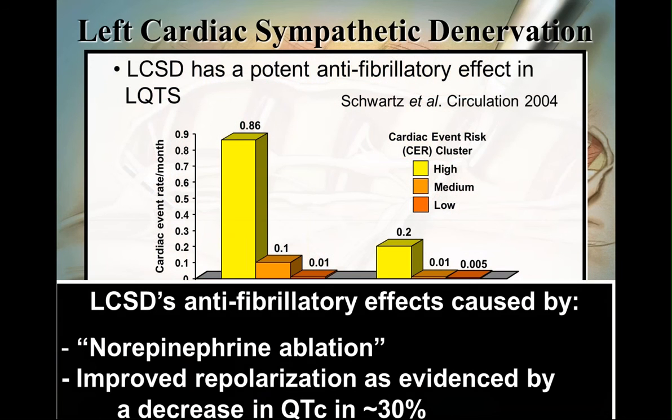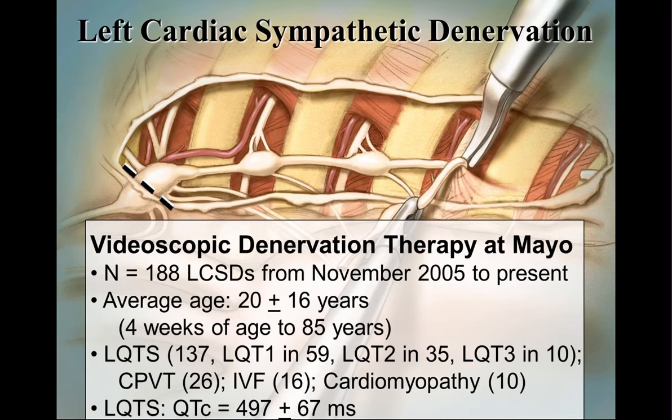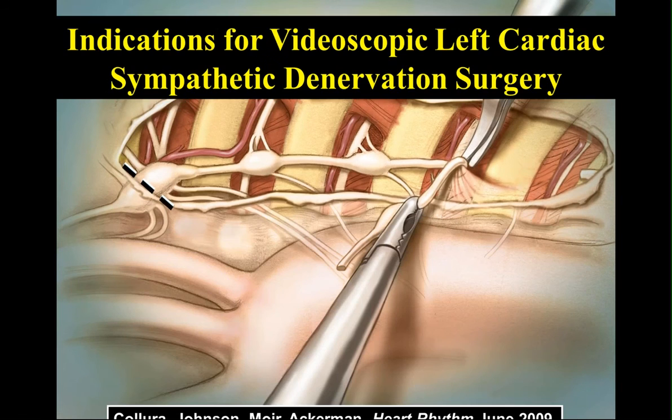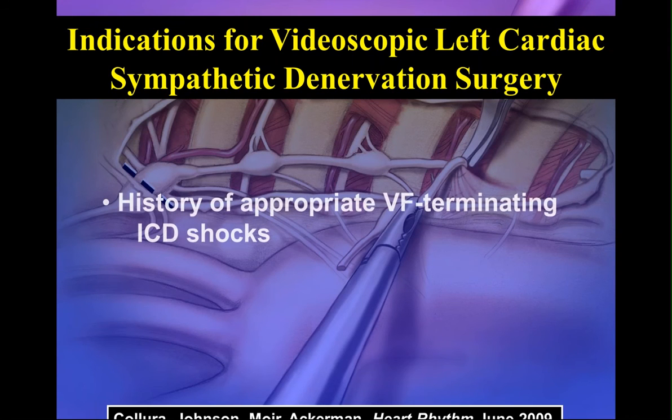And as many of you know, we have assembled the world's largest experience with providing denervation therapy, and we're approaching our 200th denervation shortly. The vast majority of these 188 patients have been long QT syndrome, with 137. Who gets denervation therapy for long QT, or who should? I think there's two populations.